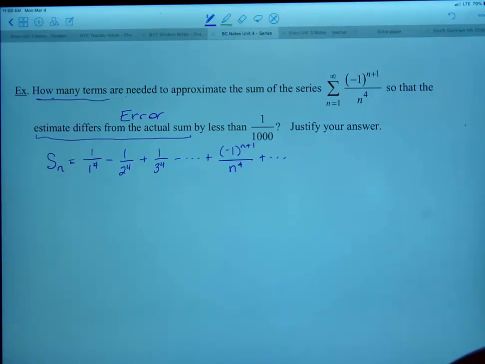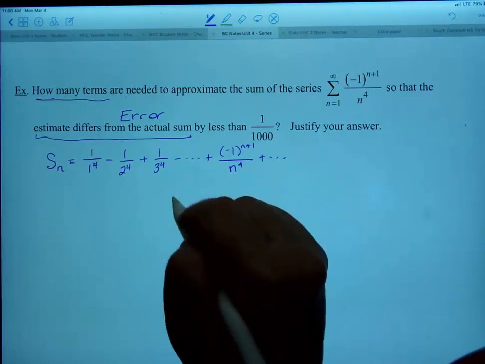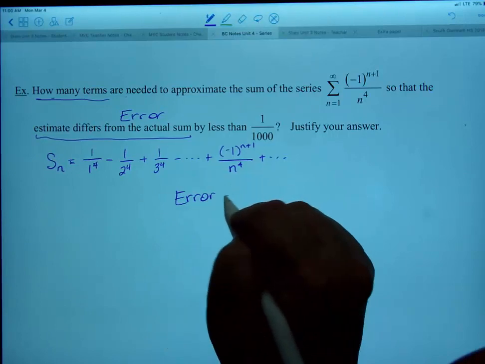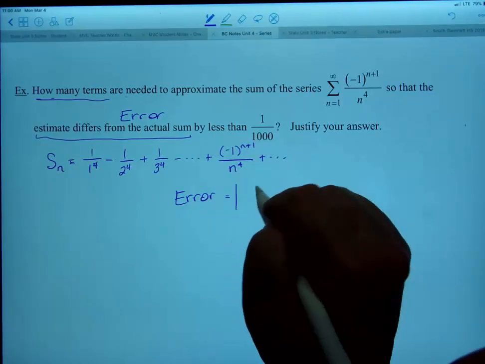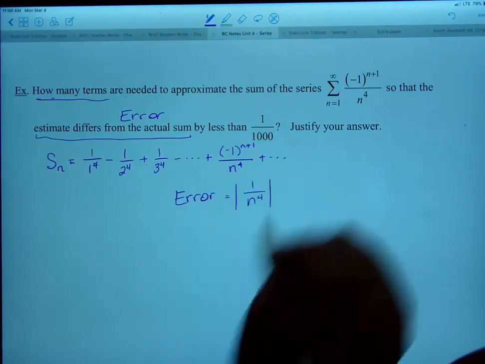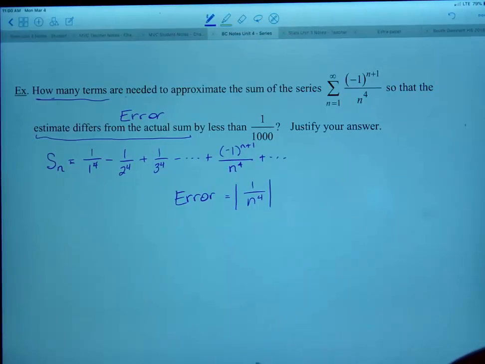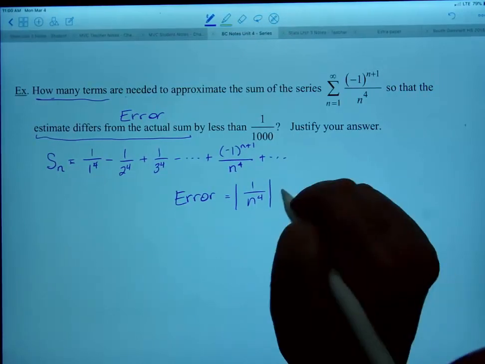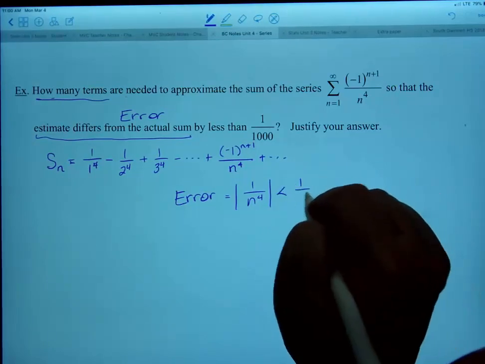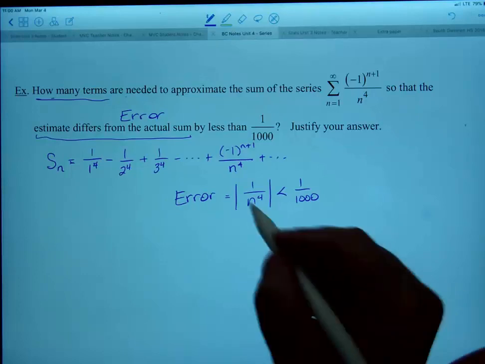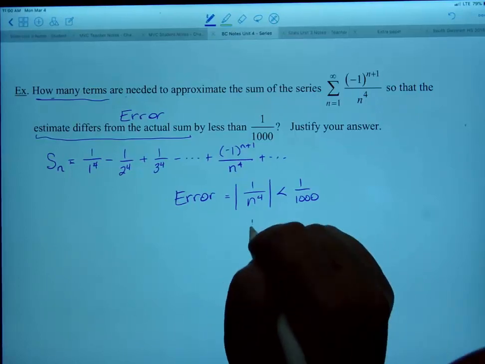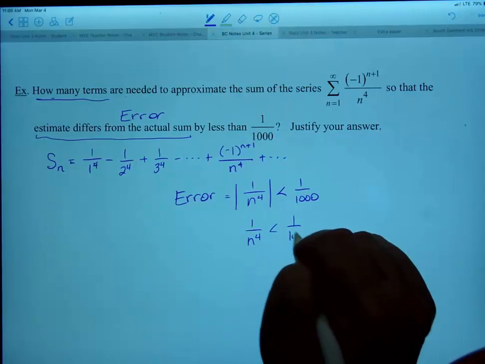Remember that error is absolute value. So when we do the error, that will be the nth term, because I don't know which one it is. So it's going to be the absolute value of 1 over n to the 4th. And what is my error supposed to be? It's supposed to be less than 1 over 1000. Because I'm doing absolute value, and I know n's going to be positive, I'm going to take the bars off. So 1 over n to the 4th is less than 1 over 1,000. Now I just need to do the math.